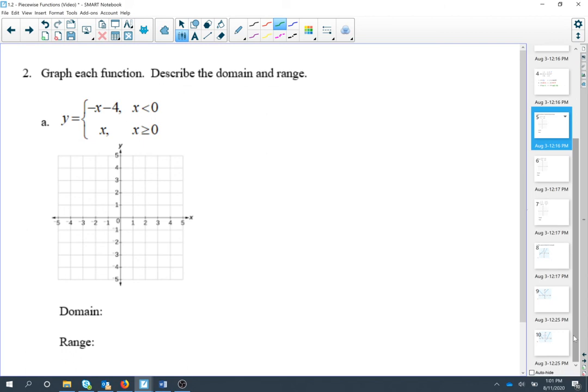Now, if you're doing this at home, you better have a pencil and you better have an eraser because we're going to be erasing things and adding things. So do this lightly, make sure you have a pencil and make sure you have an eraser.